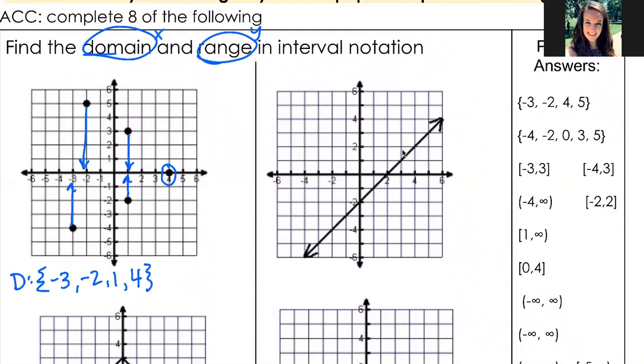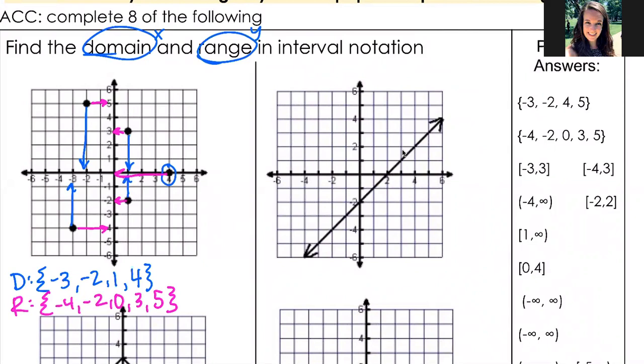And then the range is going to be similar, but on your y-axis. So from bottom to top, I would have -4, -2, so I'm going to be at 0, 3, and 5. So that would be all the possible x's and all the possible y's. So we're really trying to put them in a box here.